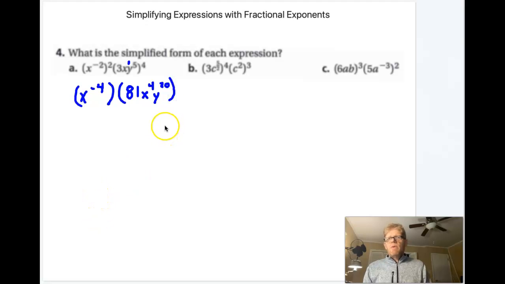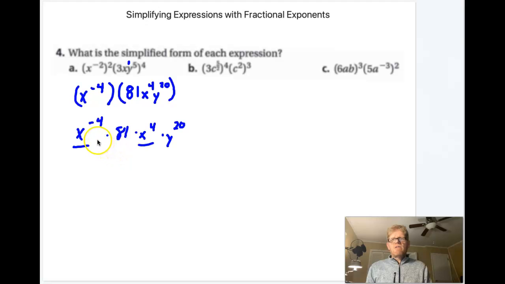Now what can we do? Well, at this point, remember that multiplication is commutative and associative. We can rearrange it and we can group it however we want. So this really winds up being x to the negative fourth times 81 times x to the fourth times y to the 20th. So we're going to group those two x's, x to the negative fourth, x to the fourth. We'll add those together. That's going to give us x to the 0, times 81 times y to the 20th.